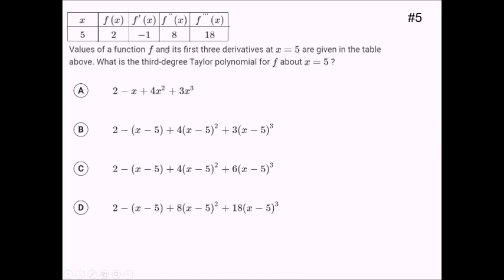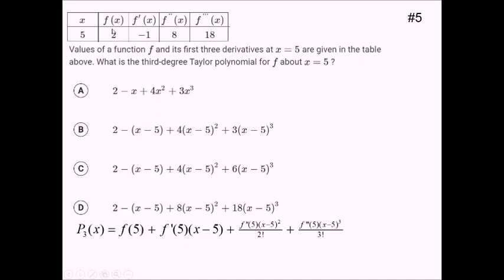On this one, we have values of a function f and its first three derivatives at x equals 5 given by this table. We want the third degree Taylor polynomial for f about x equals 5. So the general setup for this, we're going to have f of 5 for that first term, whatever that is. After that, we'll have f prime of 5 times x minus 5 in parentheses. And then f double prime of 5 times x minus 5 squared over 2 factorial. And finally, continuing to use this Taylor formula, we have f triple prime of 5 times x minus 5 cubed over 3 factorial.